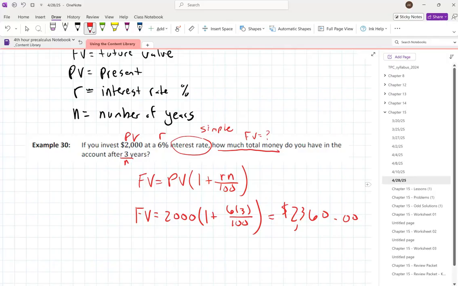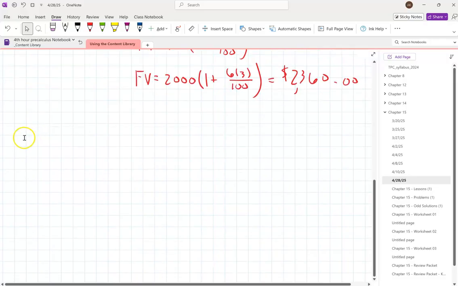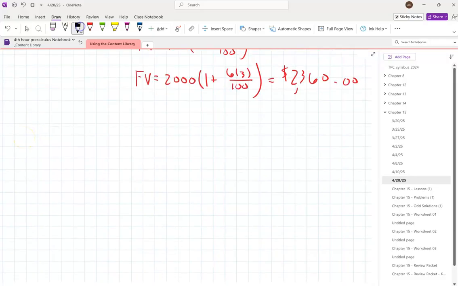Now, what this simple interest is doing is you're earning that interest on only your initial investment. So the interest you're earning is the same every single year because all you're earning interest on is that initial $2,000. Another way we might calculate interest is doing compound interest.